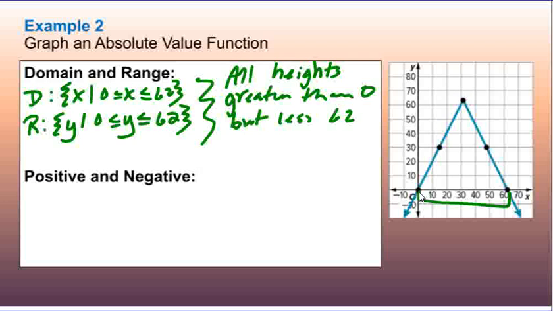And then the positive and negative parts: when is it positive, when is it above the x-axis, and when is it below the x-axis? That's all based on the intercepts. So it's positive when x is greater than 0, but less than 62. And the negative, though, the height of the building can never be negative, so we're not going to worry about the negative.